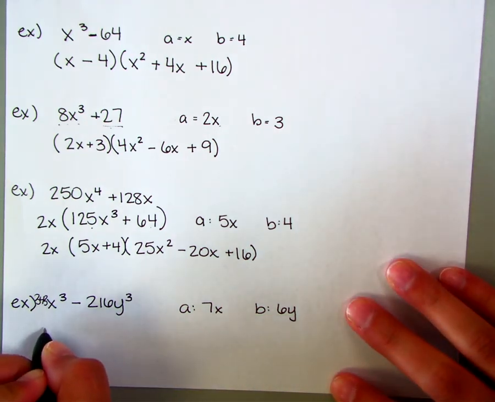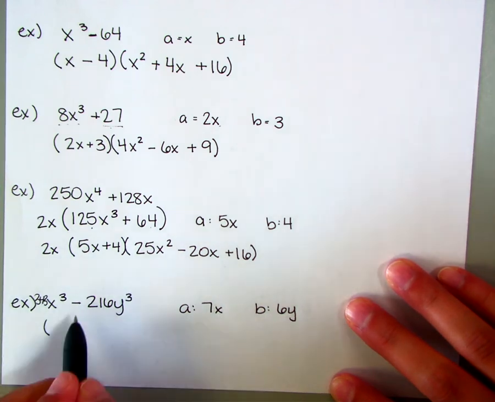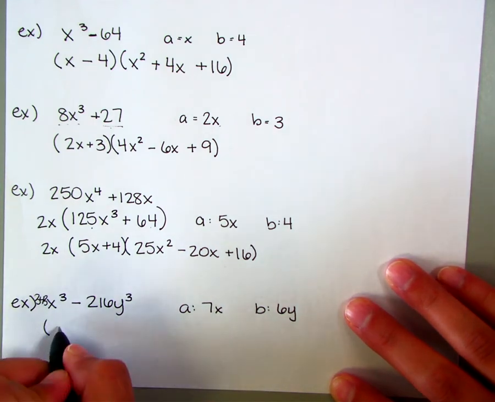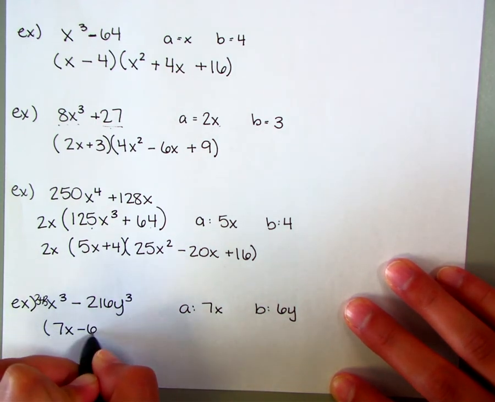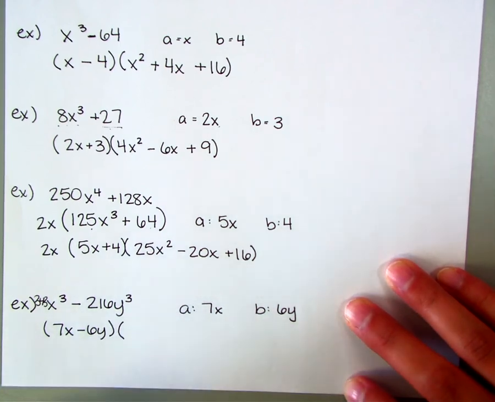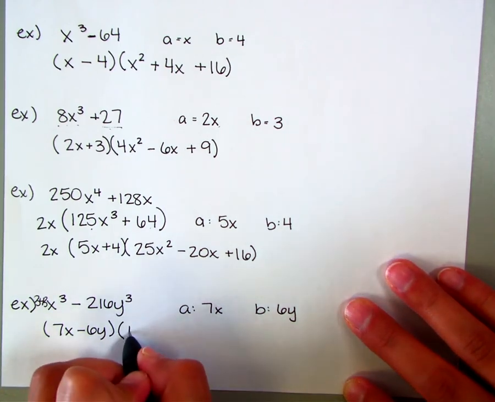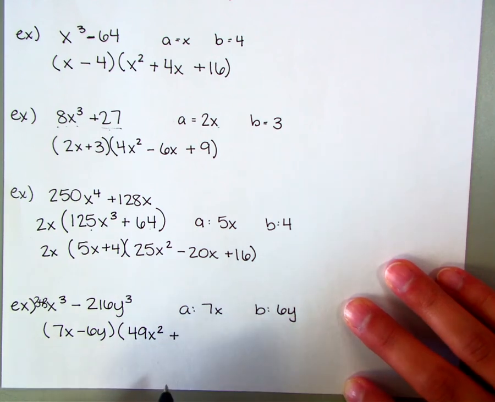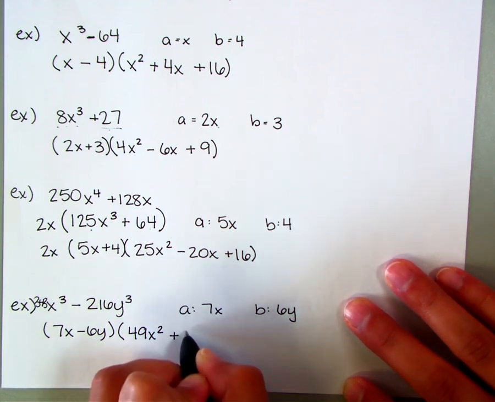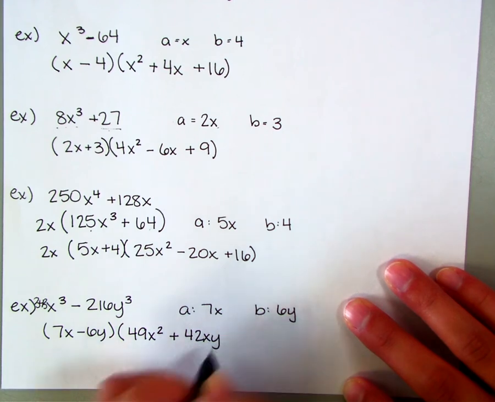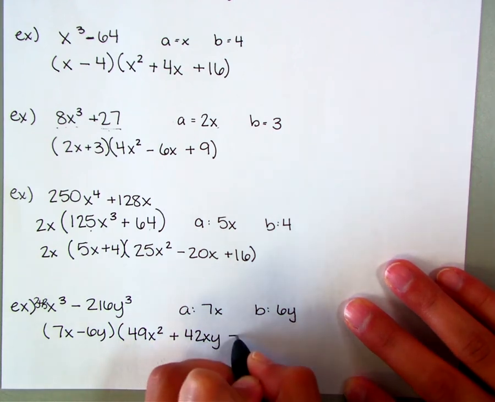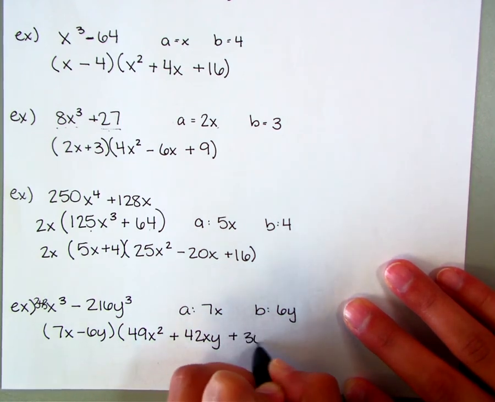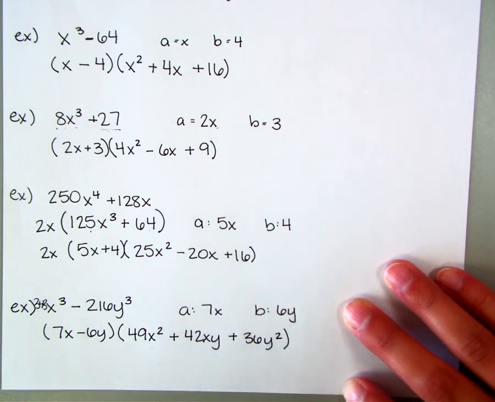All right, so we've got subtraction. So we'll use the same sign first. We'll have 7x minus 6y. And then we'll multiply it by a squared, so 49x squared, plus a times b, so 7x times 6y would be 42xy, and then plus b squared, so we would have 36y squared.